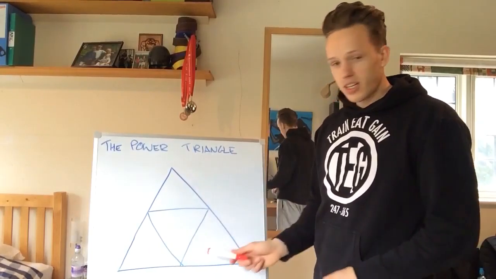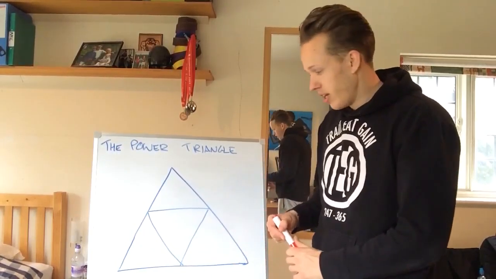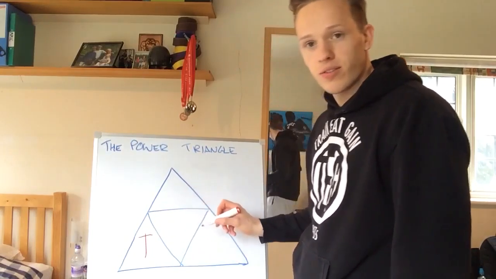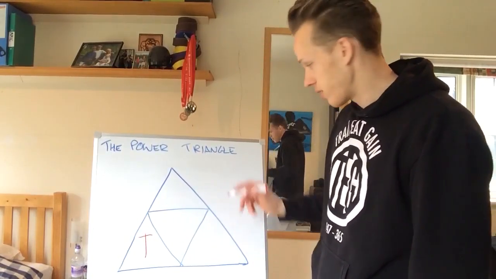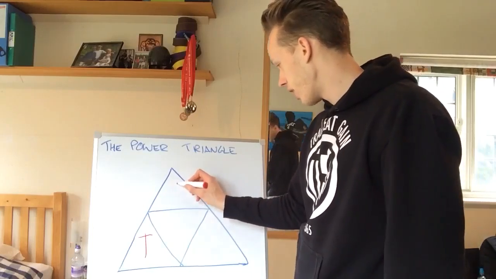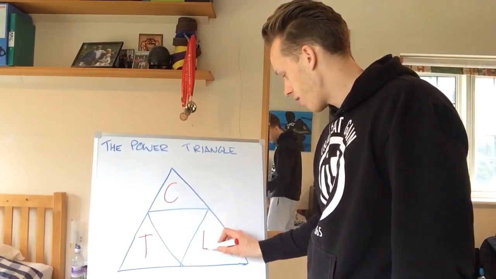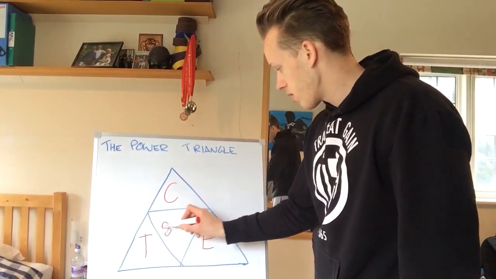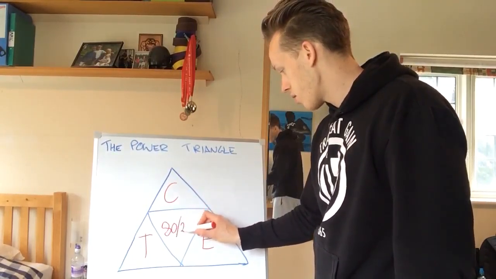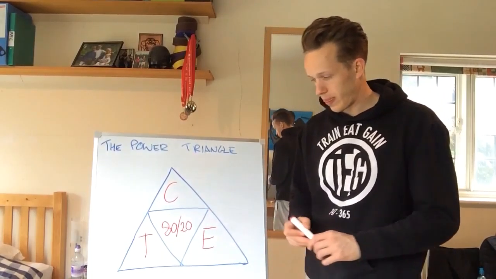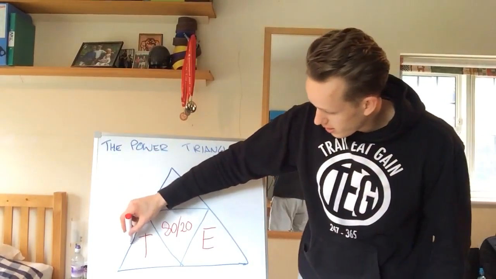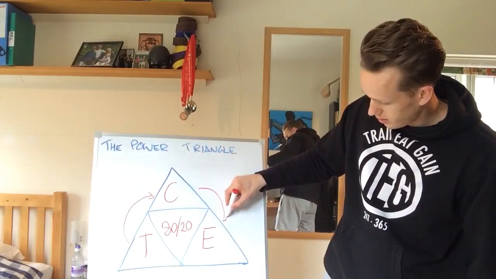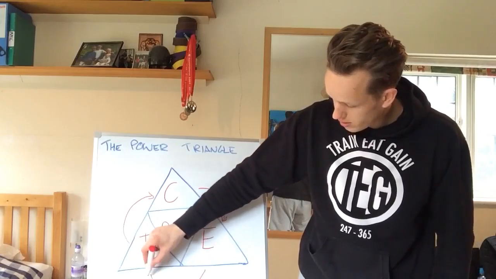So it has these key areas. I've already divided it up, and in each one we have one thing. So that's a T. Hopefully you can see this on the screen. And then here we have a C, and here we have an E. And then in the middle we have 80, 20. And the last thing is T links to C, links to E, and that links back to T.